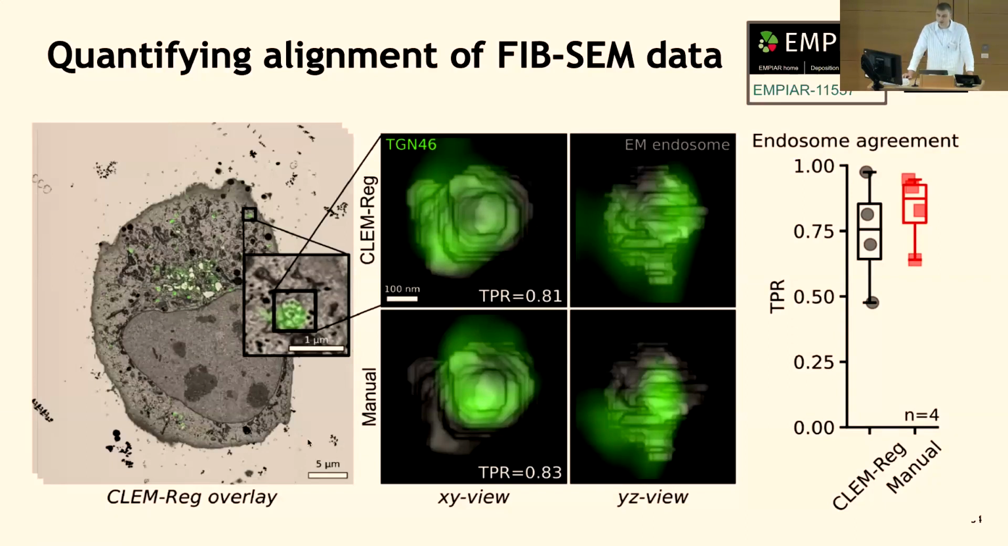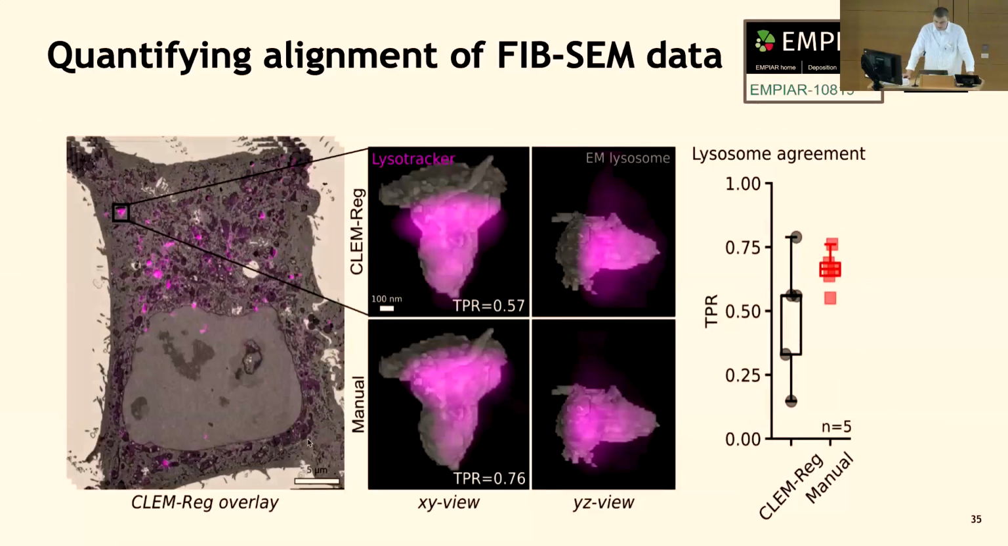From this, we see that in general, the results of CLEM-Reg are pretty good, and we see a mean TPR value across the 4 endosomes of 0.74. But as expected, by manually selecting landmarks, we do get a better alignment with a mean TPR of 0.83.